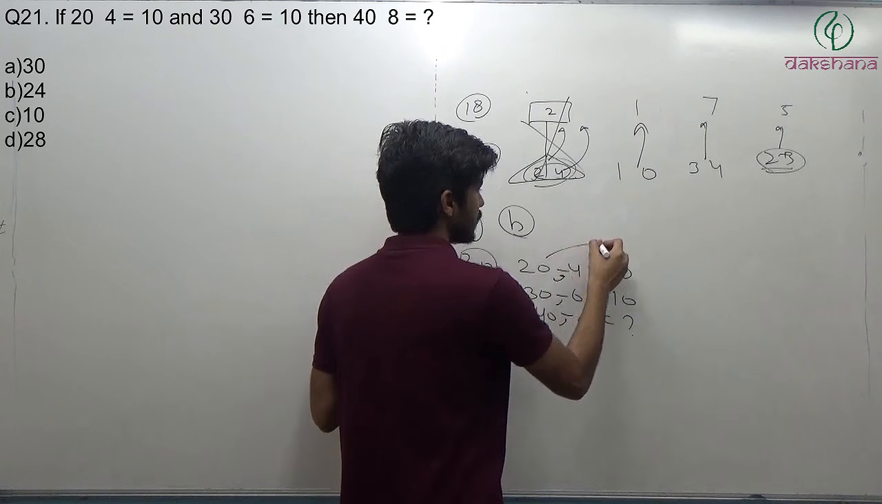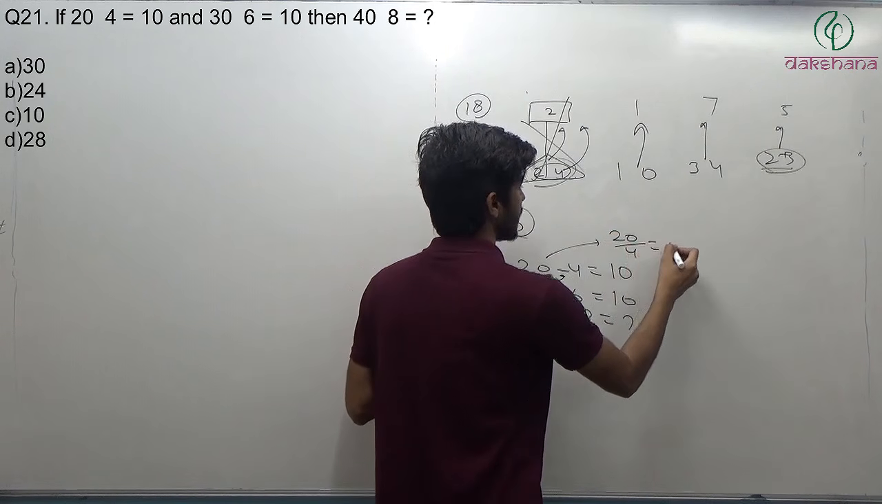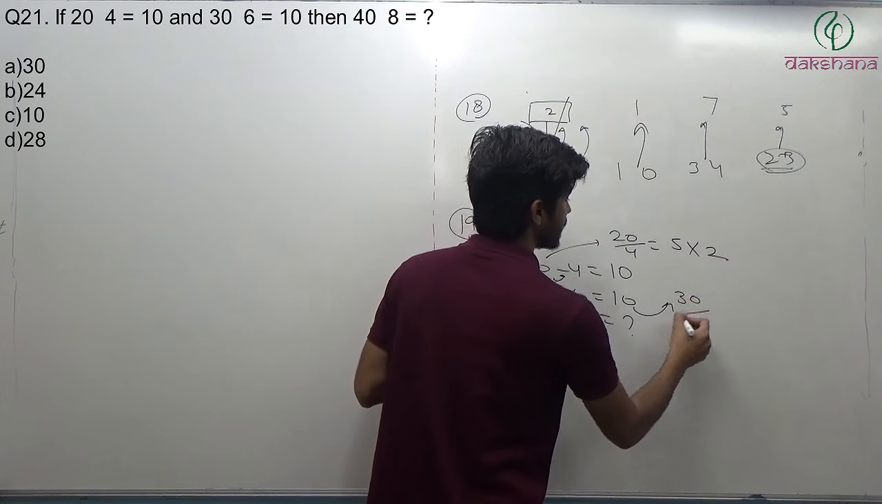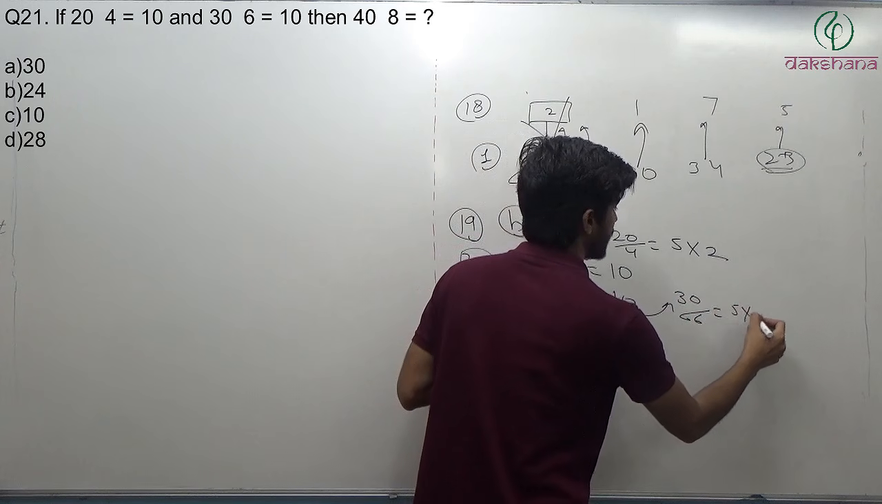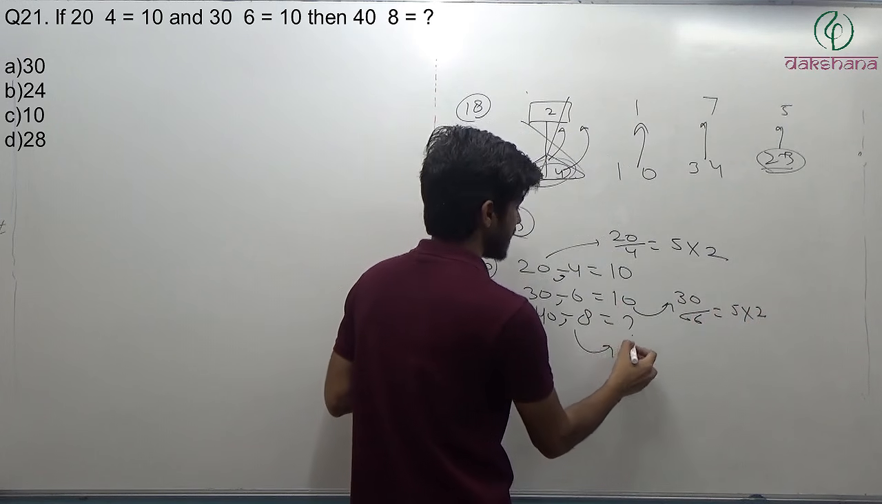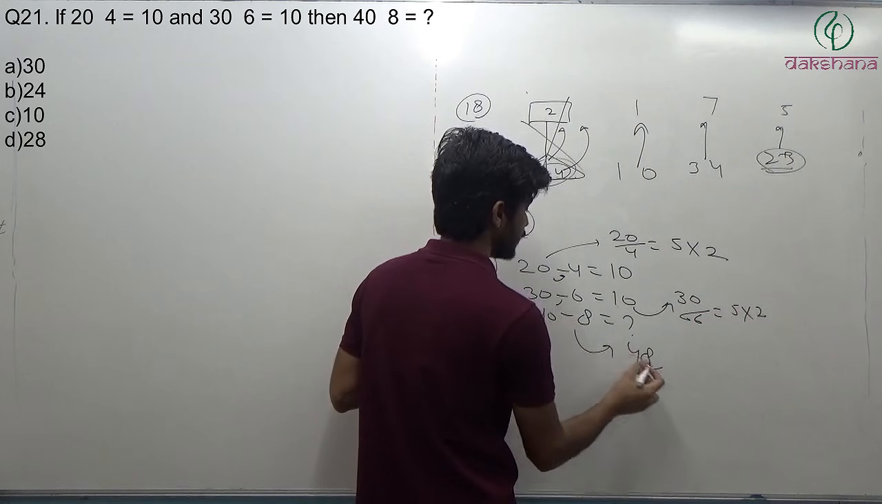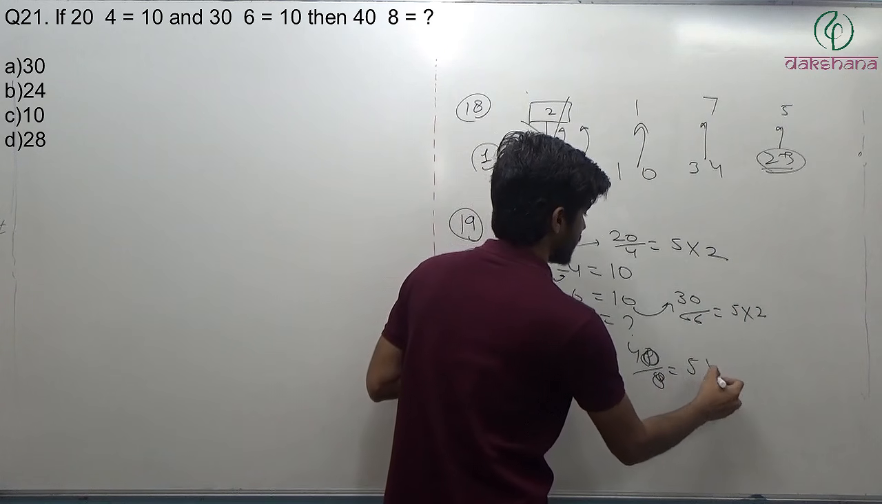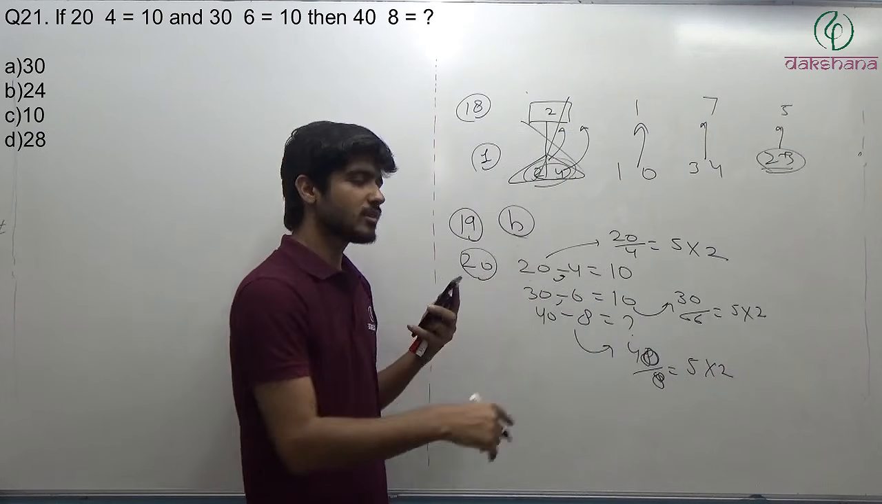So it's like if you divide 20 by 4, it will give you 5. If you multiply it by 2, makes sense. 30 by 6 will give you 5 multiplied by 2, makes sense. So the same thing is going to happen over here. If you do 40 by 8, it will give you 5 into 2, which is 10. So the answer has to be 10.